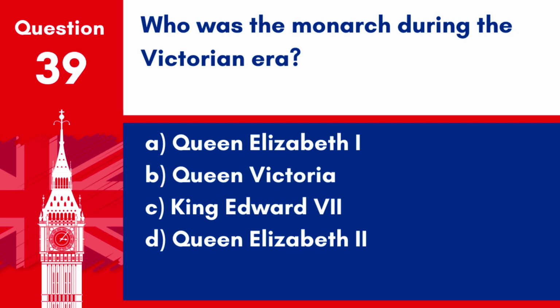Question 39. Who was the monarch during the Victorian era? A. Queen Elizabeth I. B. Queen Victoria. C. King Edward VII. D. Queen Elizabeth II. Answer: B. Queen Victoria. Queen Victoria was the monarch during the Victorian era, which is named after her and marked by her reign from 1837 to 1901.